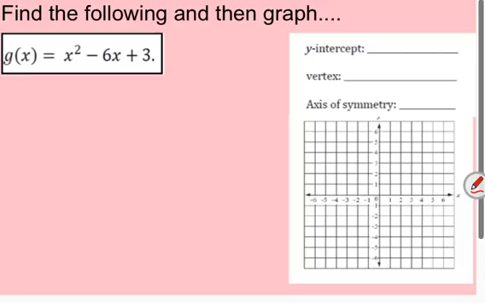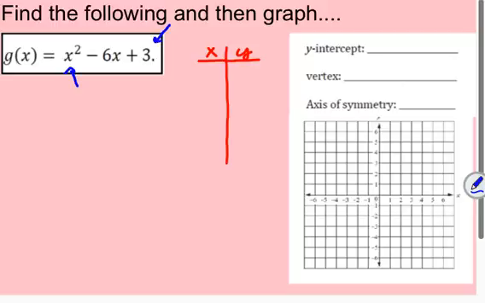Okay, so we're going to graph one. We're going to find the y-intercept, vertex, and axis of symmetry. One thing I'm going to add to this is you're going to make a little table whenever you're graphing these parabolas. Sometimes you don't have to, but a lot of times you do. And the first thing you're going to find is our y-intercept.